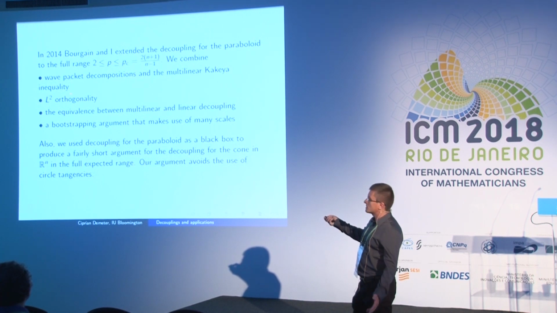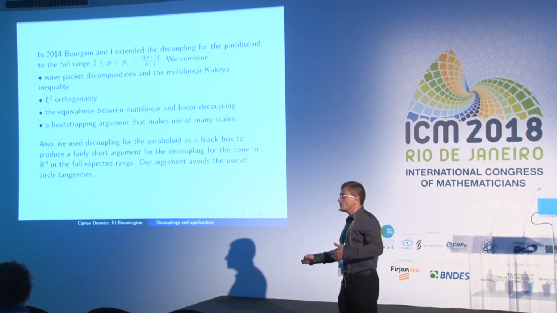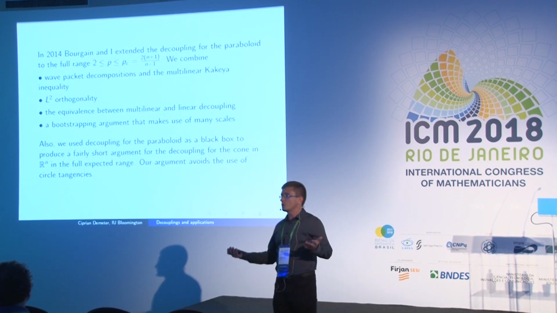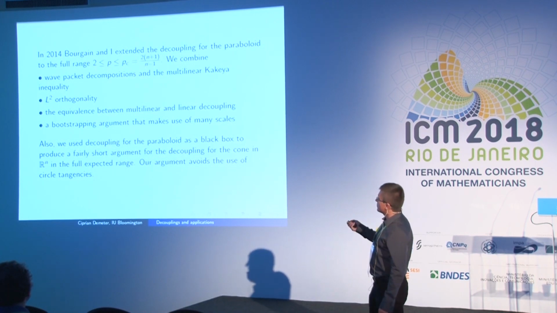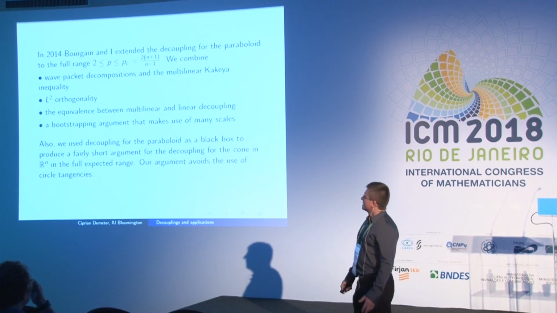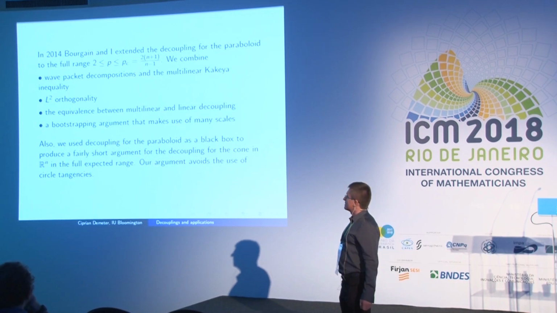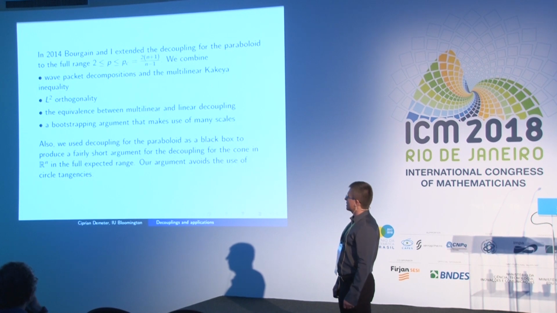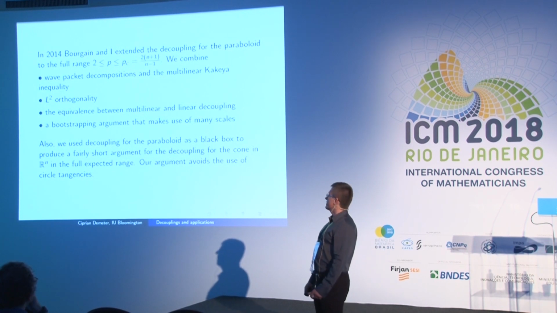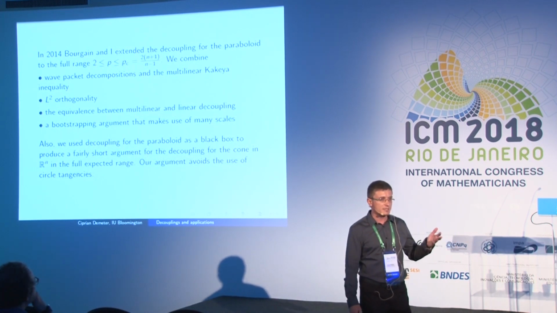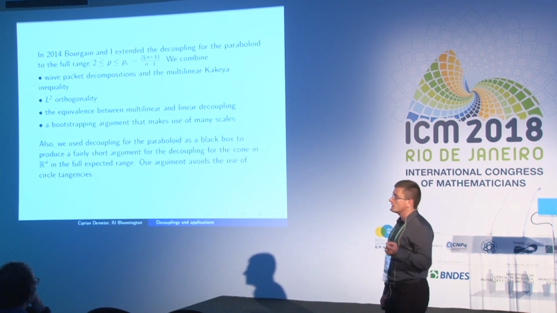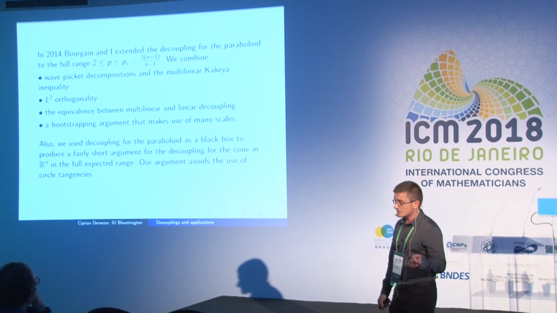We combine it with a very simple tool called L2 orthogonality. So at the end of the day, we get from L2 orthogonality to LP orthogonality, if you want, in some broad sense. We also use the equivalence between multilinear and linear decouplings. This has been another recent development, some 8 years ago or so, due to the work of Jean and Larry Guth. And the new ingredient is some bootstrapping argument, some sort of a ping pong between linear and multilinear decouplings, which takes advantage of many scales.